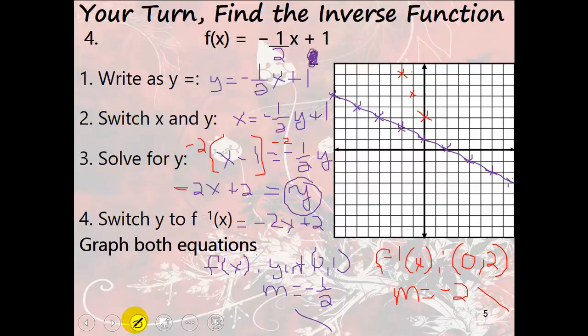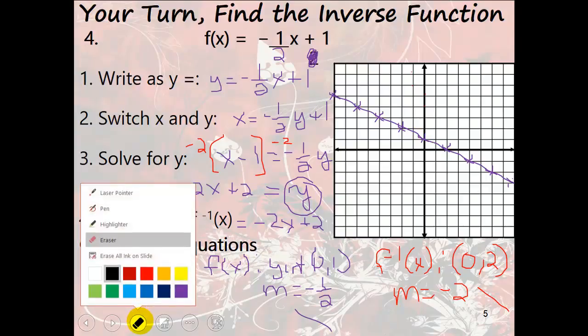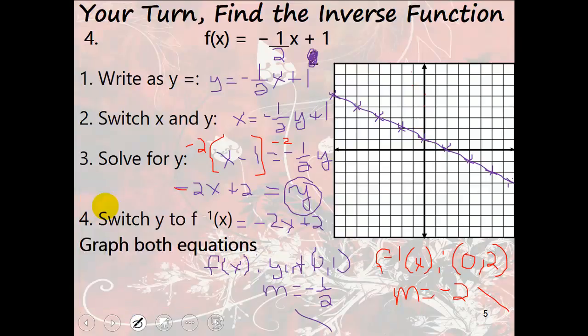Oops, started in the wrong spot. Up 2 over 1, up 2 over 1, up 2 over 1, down 2 over 1, down 2 over 1, down 2 over 1, and we just keep going. Okay, and then I'm going to try and connect this dot.